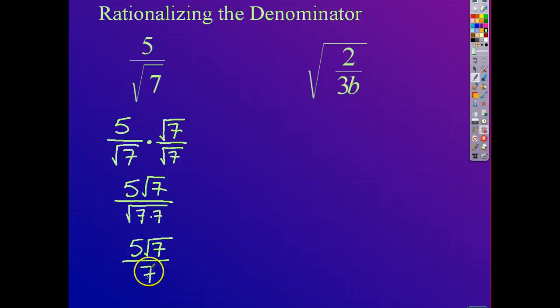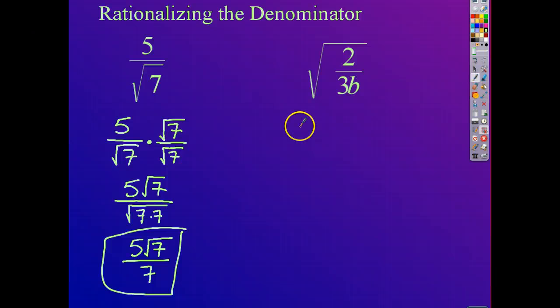Now, it looks like maybe you could simplify here, right? But remember, this 7 is you're taking the square root of it, okay? So you'd have to do this square root first before you could ever do anything with that 7. So this is your final answer, okay? Why don't you go ahead and you try this problem here. Go.